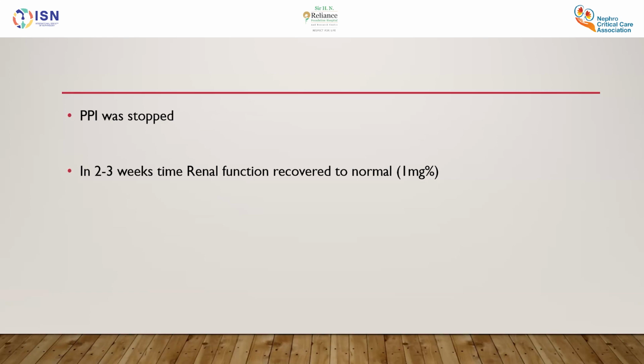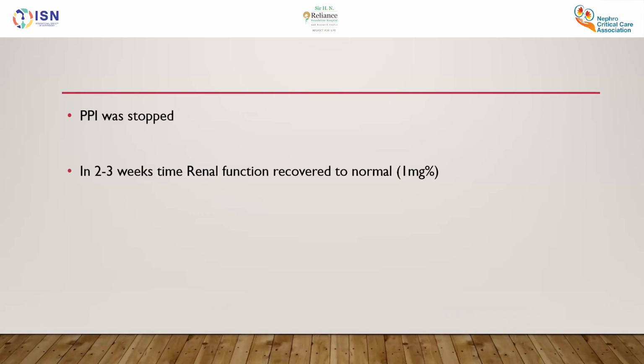Alok, I have a question for you. How do you know this was PPI induced AIN? Sir, because the infection related and autoimmune workup was negative. So that was by ruling out. I think PPI induced AIN is not so common. Yes, number one. Number two, here essentially it's a diagnosis of exclusion.